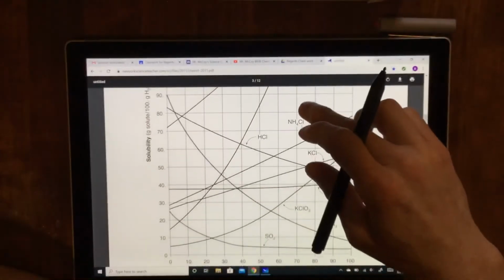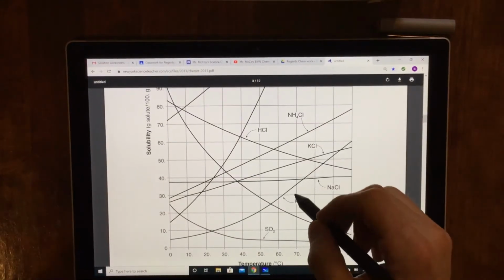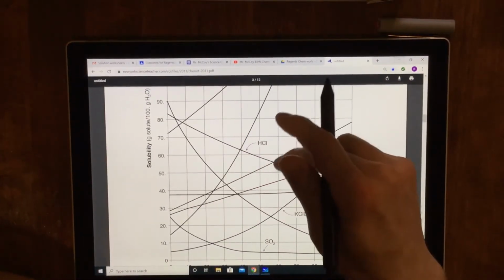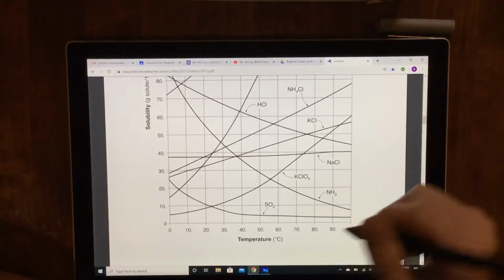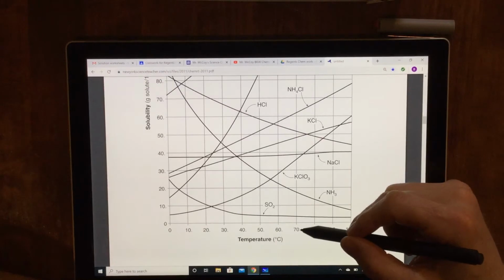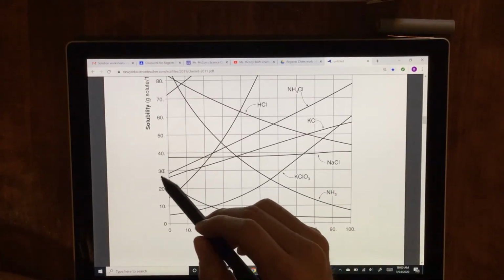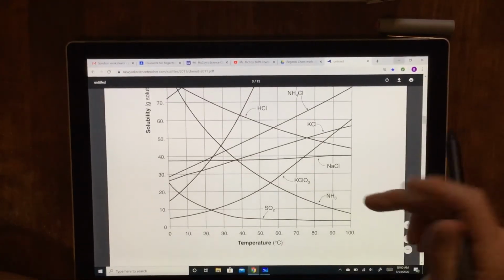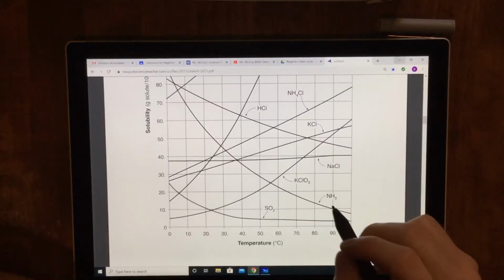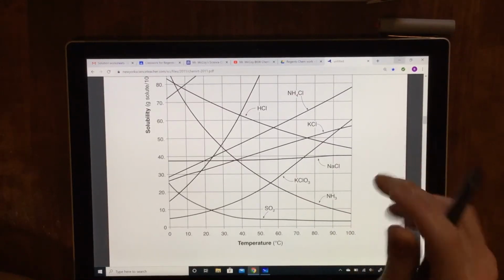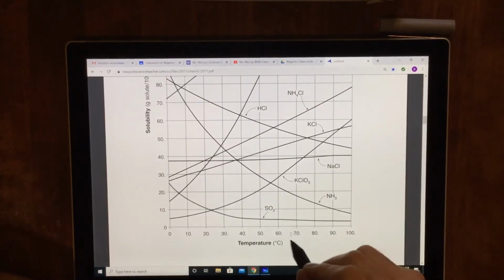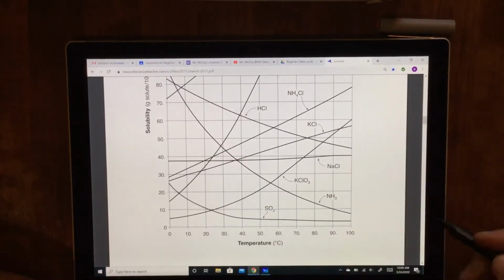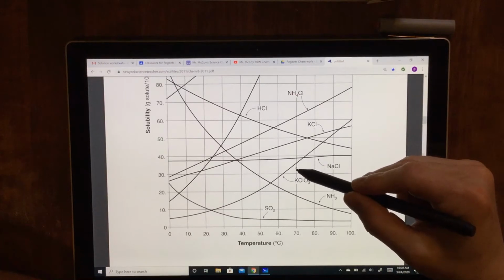Let's take KClO3, for example. I have 100 milliliters of water, 100 grams of water, and that water is at 70 degrees Celsius. I take 30 grams of KClO3 and dissolve it in that 100 milliliters of water at 70 degrees. It's a tiny bit of water. I put a thermometer in and it tells me it's 70 degrees. I add 30 grams of KClO3 and stir it up. It will all dissolve. How do I know that? Because it is underneath this line.